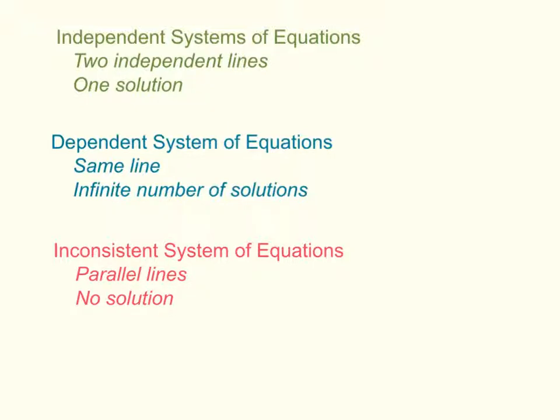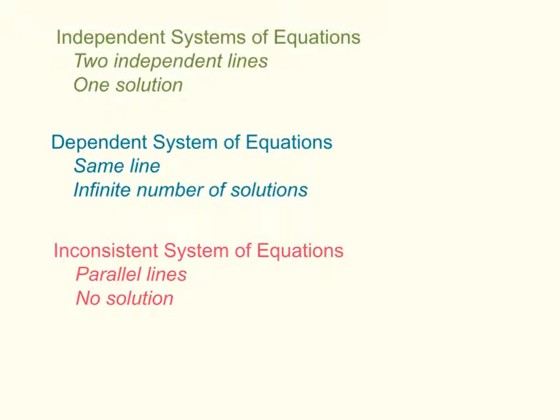Okay, there are actually 3 different types of systems of equations. All the ones we've been looking at up to this point are independent systems. There are 2 independent lines that do intersect at one point, and that one point is the solution that we've been getting, the x and the y.